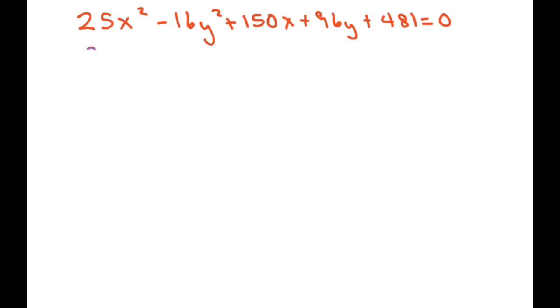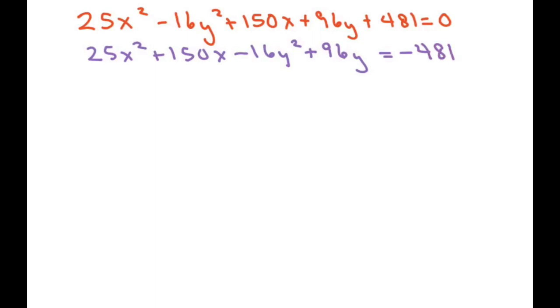First thing I'm going to do is group my x's together, and then group my y's together. And I'm going to move my constant over to the right side. So it's going to be negative.